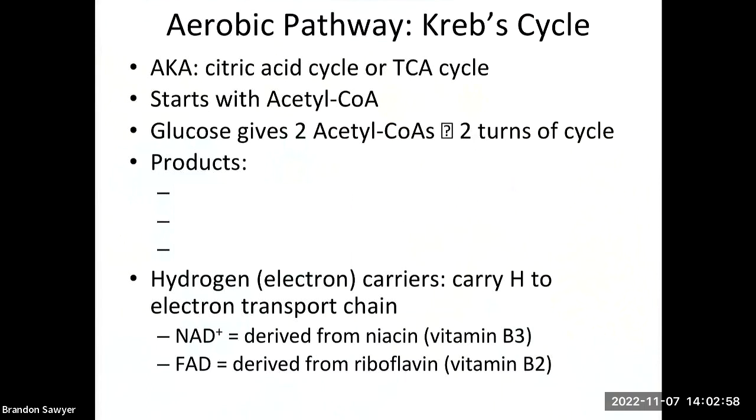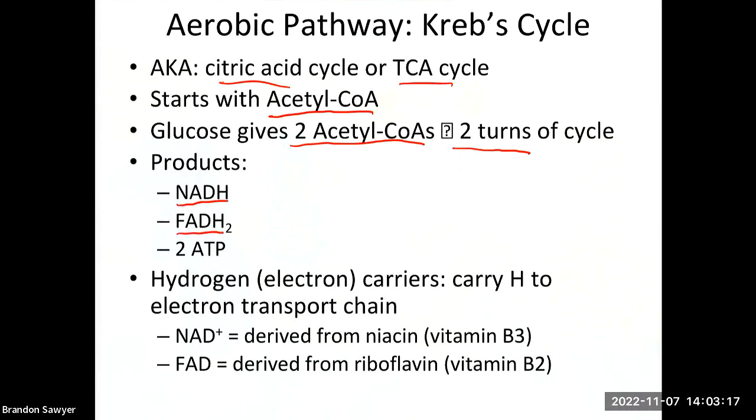Okay, so the Krebs cycle portion here, also known as the citric acid or the TCA cycle, always starts with acetyl-CoA. Each glucose gives us 2 of those acetyl-CoAs, so we get 2 turns of the cycle. The products we get out of this are some NADH, some FADH2, and then we get 2 ATPs for the 2 cycles.